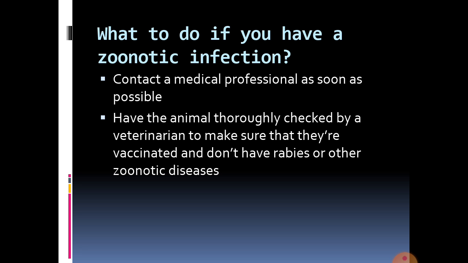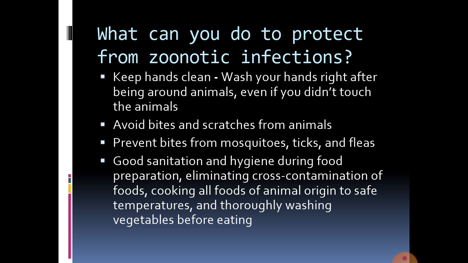What to do if you have a zoonotic infection? Contact a medical professional as soon as possible. Have the animal thoroughly checked by a veterinarian to make sure that they are vaccinated and don't have rabies or other zoonotic infections. What can you do to protect from zoonotic infections?